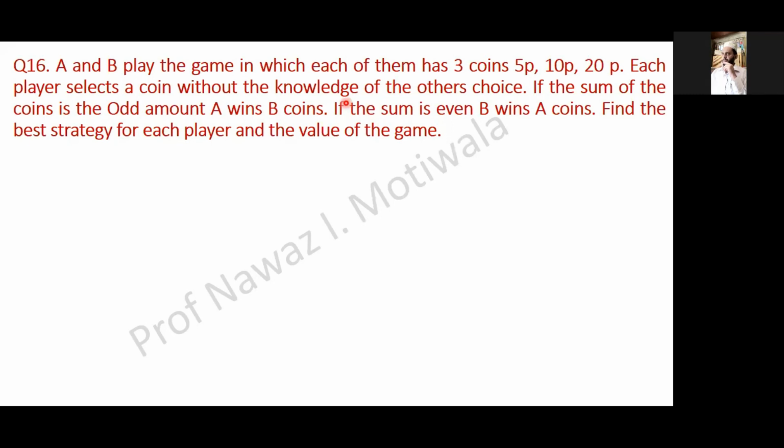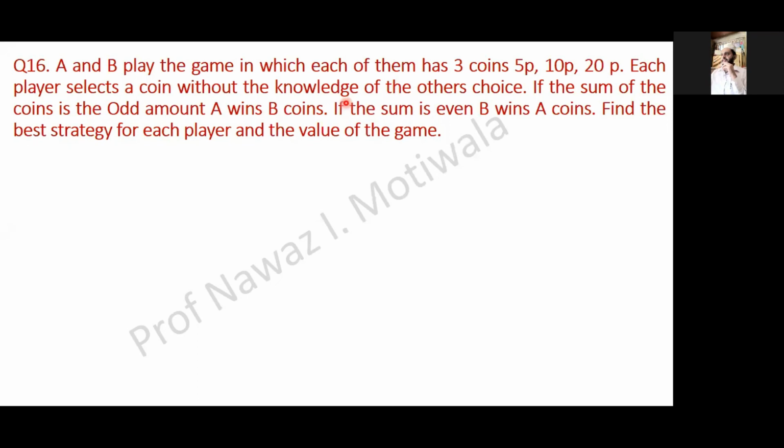Whatever coin B has, all of it will come to A. And if the sum is even, B wins A's coin. Whatever coin A has will go to B. Find the best strategy for each player and the value of the game. So here the matrix is not given. We have to form the matrix based on the given statements.